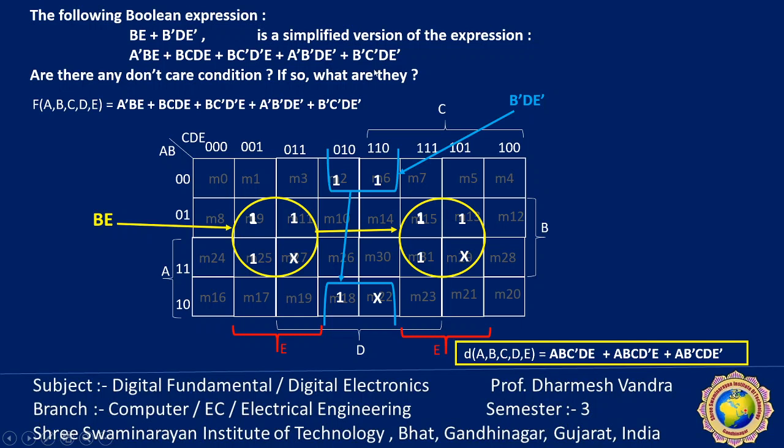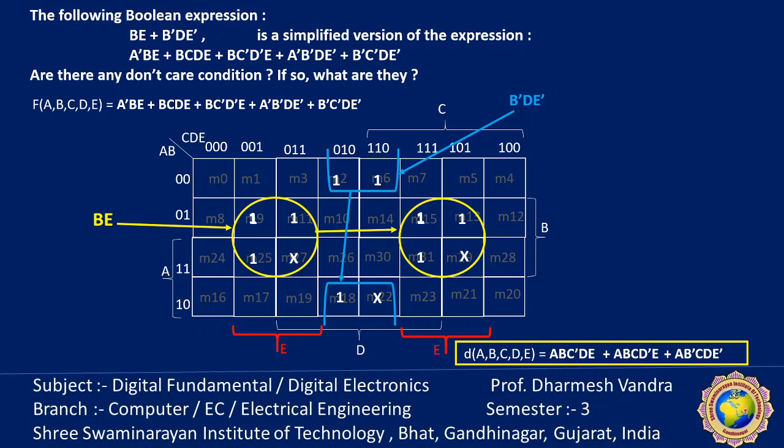Sometimes in the exam, it might be asked in reverse order, that this is the full function, this is the simplified version, which don't care conditions are included. So in this way, we can also identify how many or which type of minterms are considered as don't care conditions for the given function.